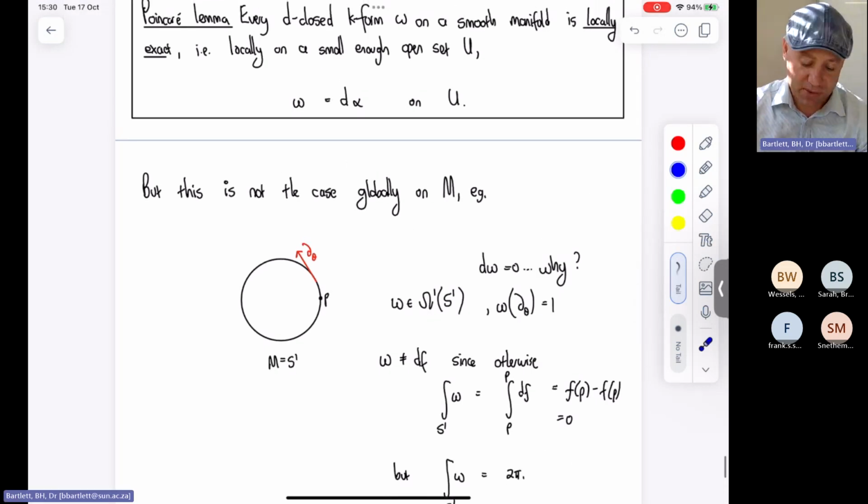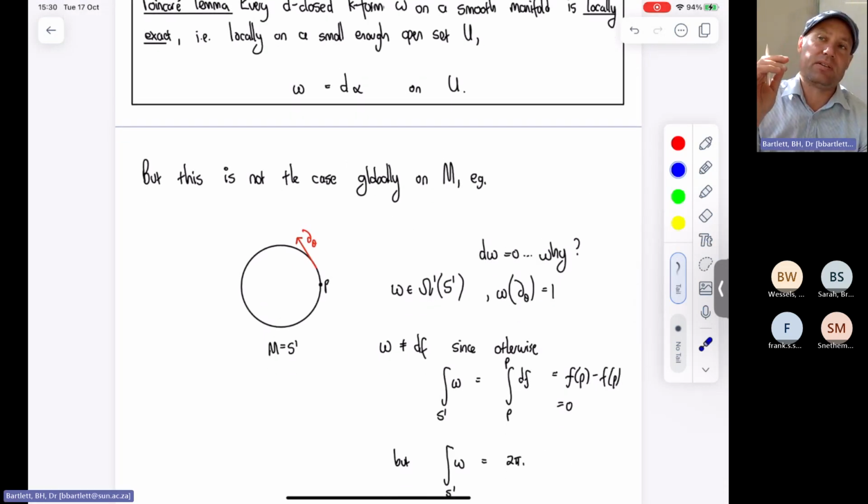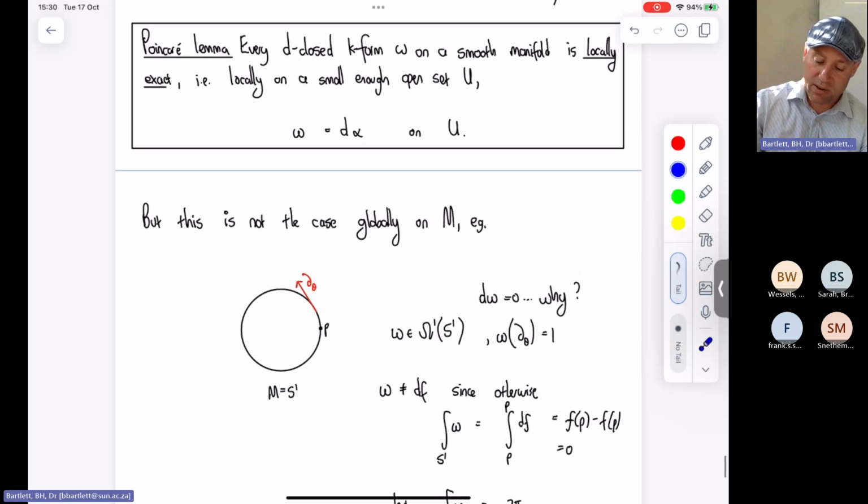So just to demonstrate for you that the de Rham cohomology need not be 0, although it is locally 0, that's what the Poincare lemma says. So locally, I can write omega as d of a function. That function is indeed just like the angle coordinate, but the angle coordinate doesn't make sense globally on the circle. It only makes sense in a small region, right? Because I don't know what the angle is. Is this angle 0, or is this angle equal to 2 pi?